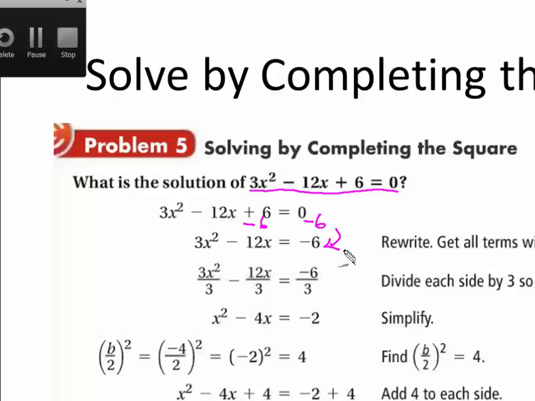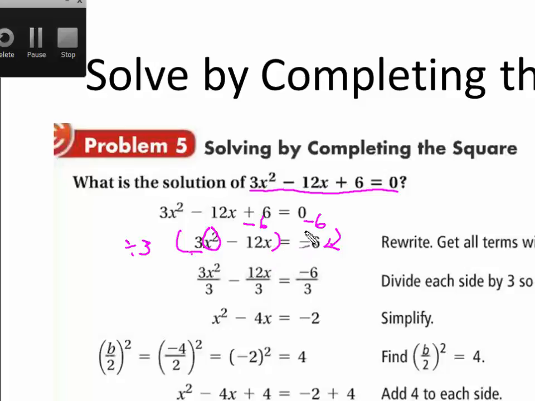In order to do completing the square, the coefficient of the leading term has to be 1, and in this case we have 3. Therefore, the first thing we have to do is to change the coefficient of the leading term. This is the leading term because it has the greatest power, to 1. All we need to do is just divide the whole expression by 3.